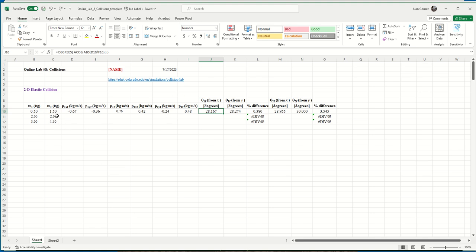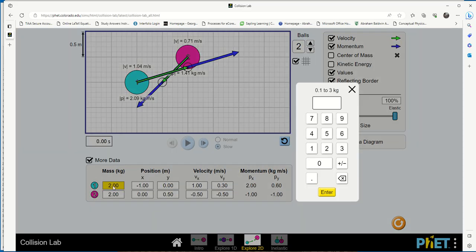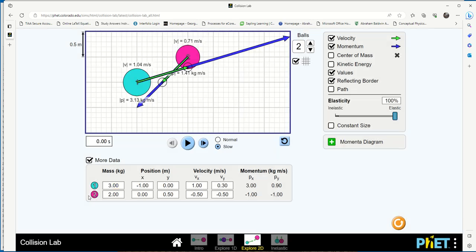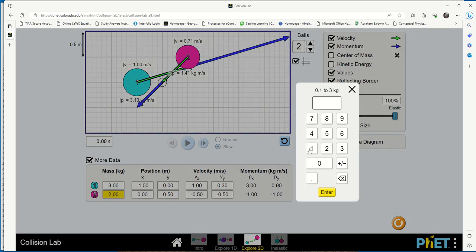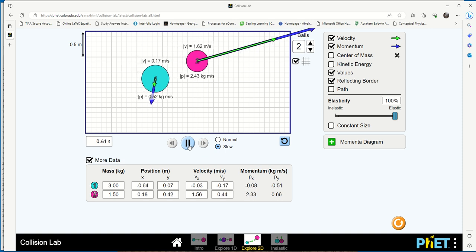Repeat what I did for the 2 and the 2. Then set M1 equal to 3 and M2 equal to 0.5. We'll reset and set M1 equal to 3, and enter M2 equal to 0.5. Okay, hit play, they collide, hit pause, and then you can enter in all your values.